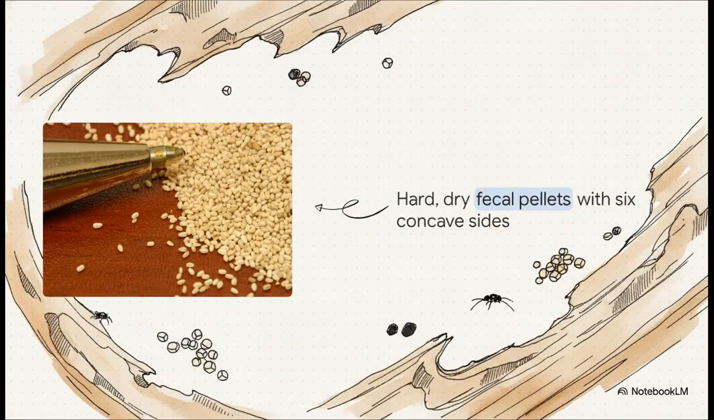But the ultimate smoking gun for drywood termites? It's the fecal pellets. Since they live in completely dry environments, they have to extract every possible drop of moisture from their waste. What they end up kicking out of their galleries are these hard, dry pellets that range from creamy to black in color. And if you look really closely, they feature 6 perfectly concave sides. Miraculously, they never change shape, size, or color over time. Spotting a pile of these means you've got a confirmed case.